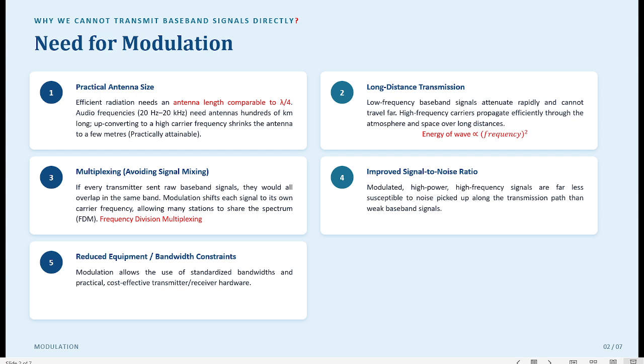Now the question is, what is the need of modulation? Why do we do modulation? There are certain factors because of which we have to modulate the message signal before transmitting it into space.